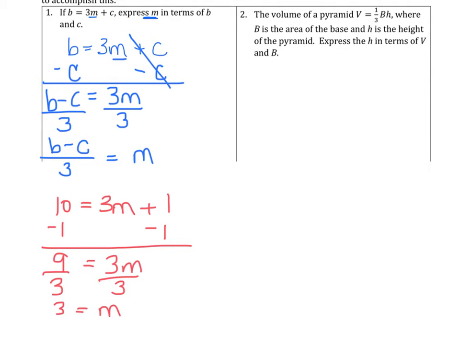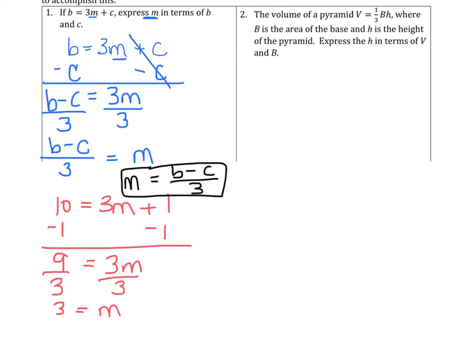You also could write that as m is equal to b minus c all over 3. And that way we have m alone on the one side of the equal sign and the variables b and c on the other side of the equal sign. All right, let's move on and look at number 2.